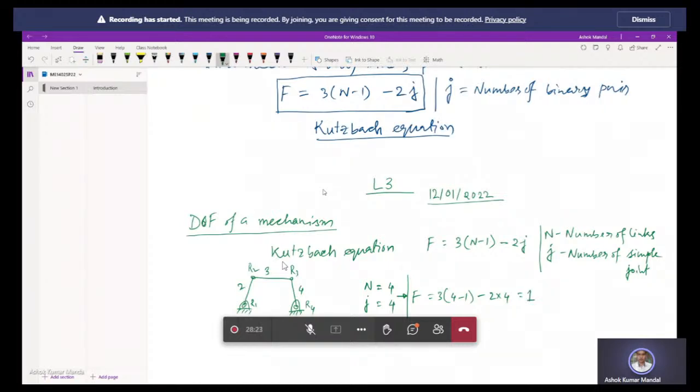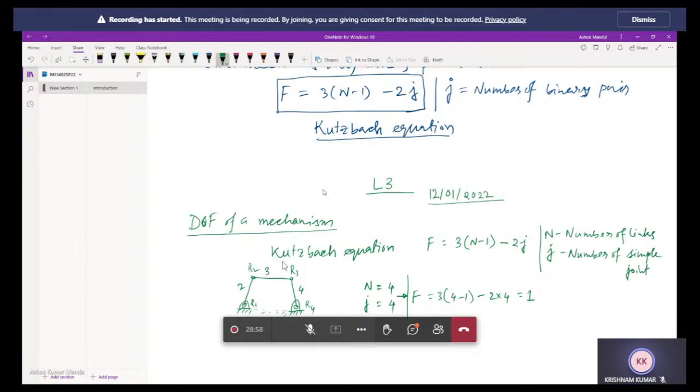From your physical inspection of this mechanism, with link 1 fixed, what is the degree of freedom of this mechanism? One. Degree of freedom is 1. All of you convinced that the degree of freedom of this whole mechanism is 1? Are you convinced or not?